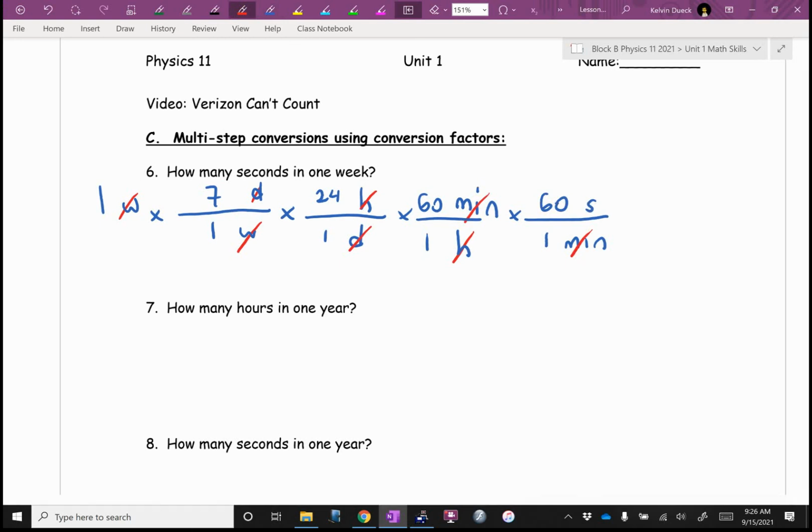And anything on the top means multiply. Anything on the bottom means divide. And I ignore the ones. This answers the question that kids always ask me, Mr. Dewick, do I times by 60 or divide by 60? I don't know. I've never memorized it. I don't need to. I derive it from my conversion factor. I think in this case it's times.